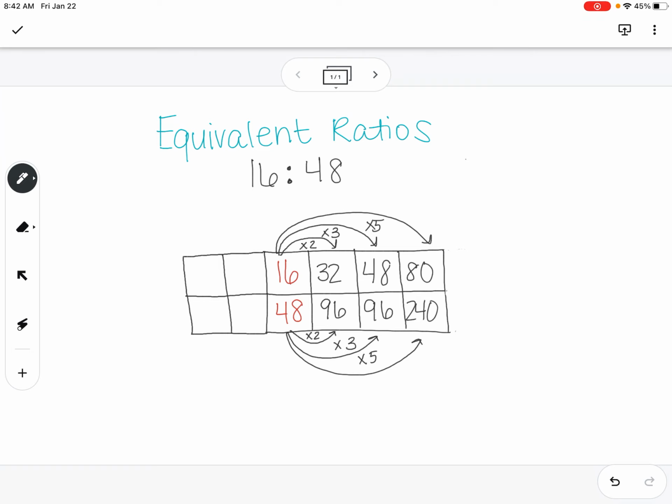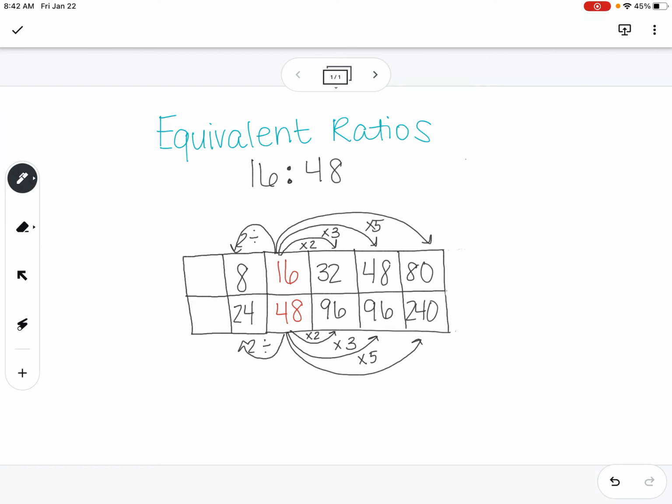So I'm going to take 16 and 48. I notice that they're both even, which means that they're both evenly divisible by 2. So I'm going to divide 16 by 2, and that's going to equal 8. Again, whatever I do to one term, I need to do to the other term as well. I'm going to do 48 divided by 2, and that equals 24. So another ratio that's equivalent to 16 to 48 is 8 to 24.